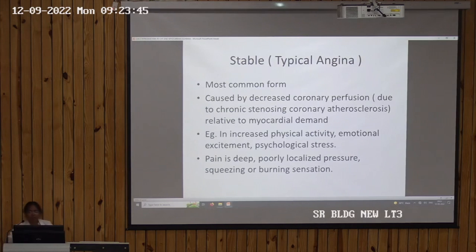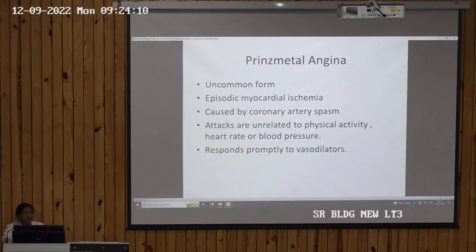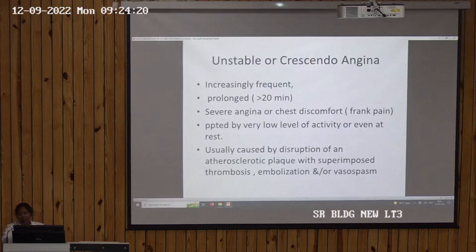So the stable type is most common, and usually it is due to decreased perfusion, and when there is increased demand in setting of decreased perfusion. That is, there is increased physical activity, emotional excitement, or a psychological stress. And the pain is deep, poorly localized, and squeezing or burning like, and it is relieved by rest or by vasodilators. The prinzmetal one is uncommon, and usually it is caused by a coronary artery spasm. So it will respond promptly to vasodilators.